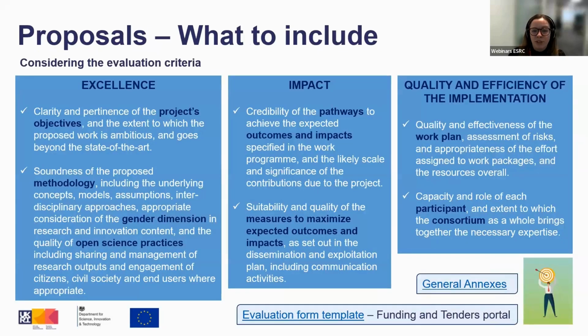So now, as we've mentioned, there are 3 sections of Part B that you'll need to complete, and these map onto the evaluation criteria. And as you can see, these are excellence, impact, and quality and efficiency of implementation. So under excellence, you will be evaluated on the clarity and relevance of the project's objectives and also the soundness of the proposed scientific methodology.